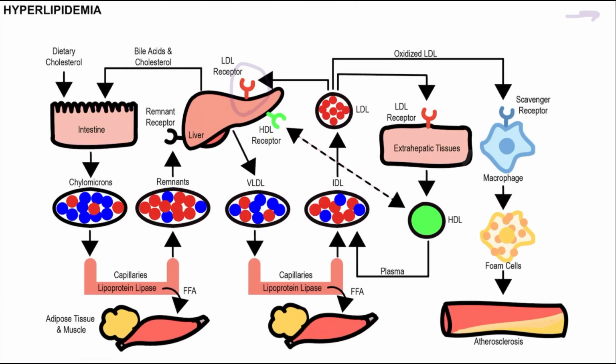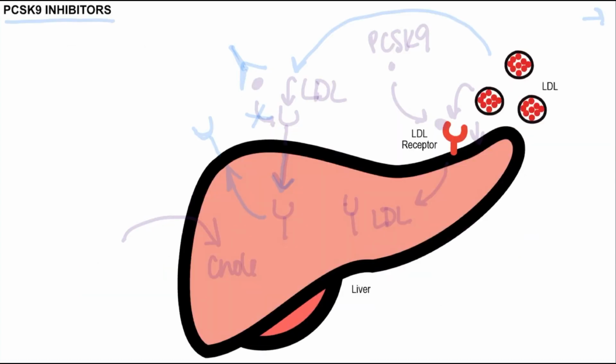The next set of agents that are still going to fall in this category of augmenting LDL receptor expression are going to be the PCSK9 inhibitors, which include Repatha and Praluent. So if we go to the next slide. The proprotein convertase subtilisin kexin type 9, or PCSK9, protein helps regulate the number of LDL receptors expressed in response to cholesterol levels within the cell.